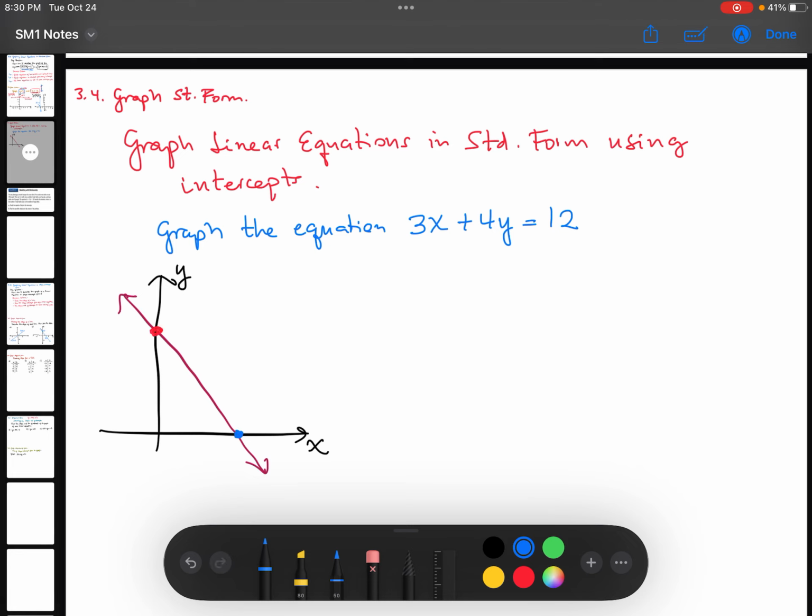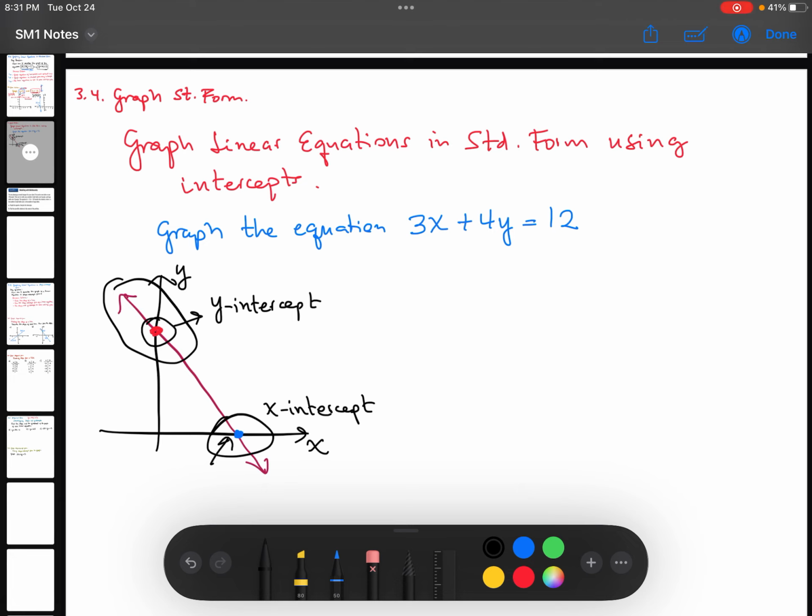So the red one is what we call the y-intercept. Why is that? Because this is where my line is intercepting the y-axis. While the other one right here, the blue, it's called, of course, the x-intercept, because this is where my line is intersecting the x-axis. So these are going to be really important, but be careful because there will be some tricks.